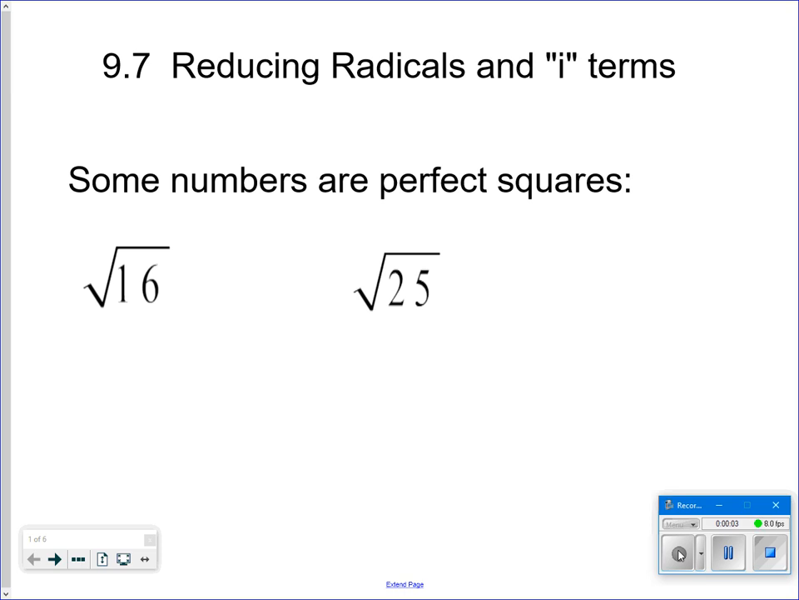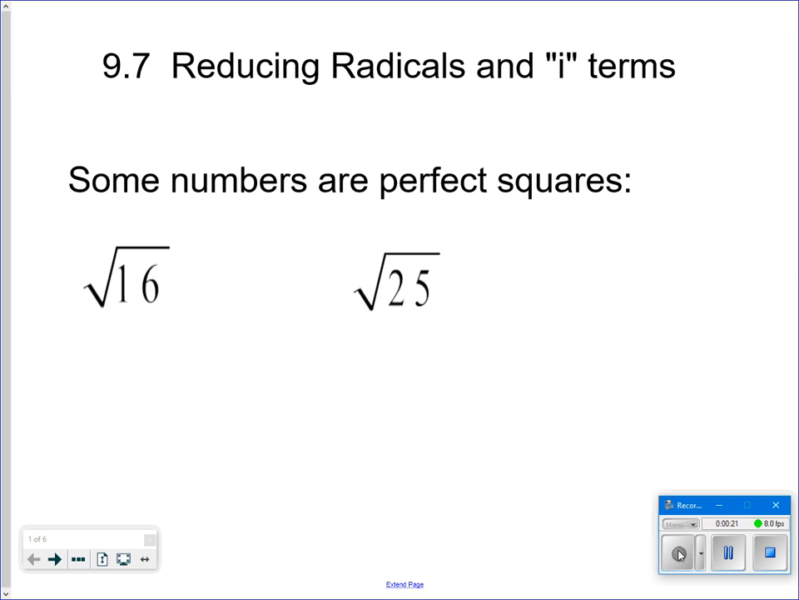Good morning, everybody. Today I'm going to show you how to reduce square roots. We're going to need to use this tool to help us when we get into the next method of solving quadratic equations by what's called the square root method. So we need to practice reducing radicals.